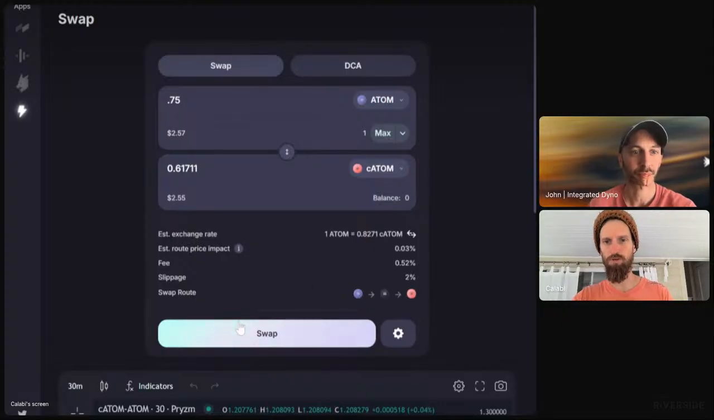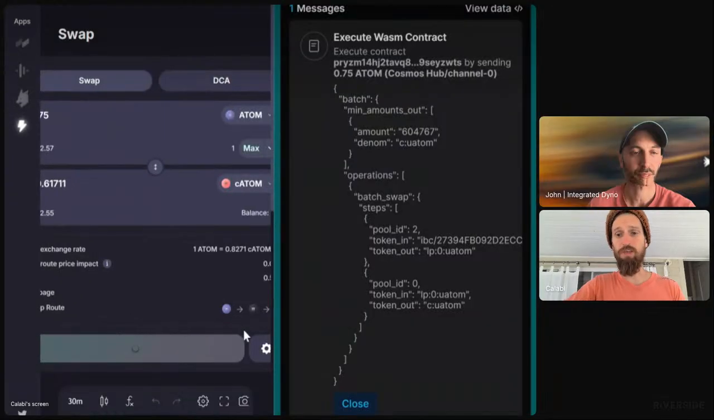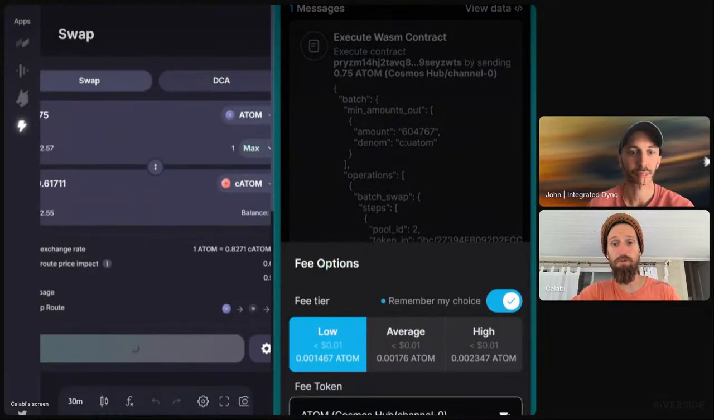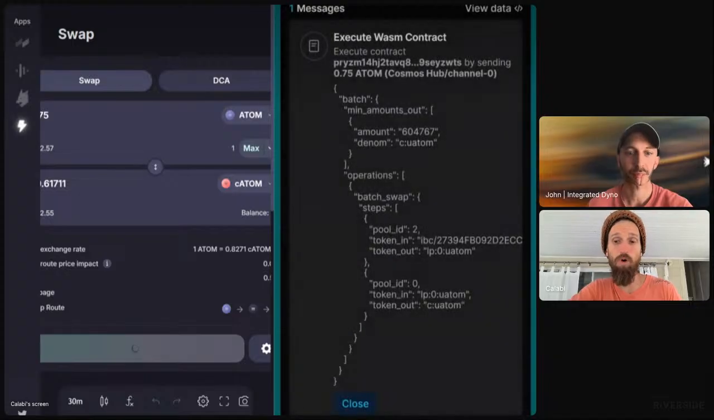We're going to get our 0.61 C atom, and we're going to swap. Another great thing about Pryzm is gas can be paid in any token. Whatever you want to use, you can use. And I think that's, number one, friction-wise, it really reduces friction for the user experience. Yeah, that's great. It's whatever you want it to be.